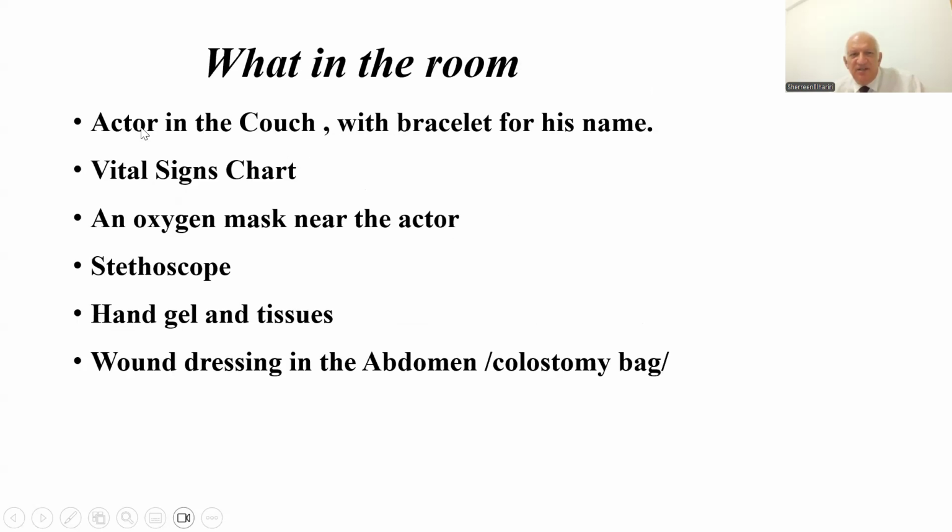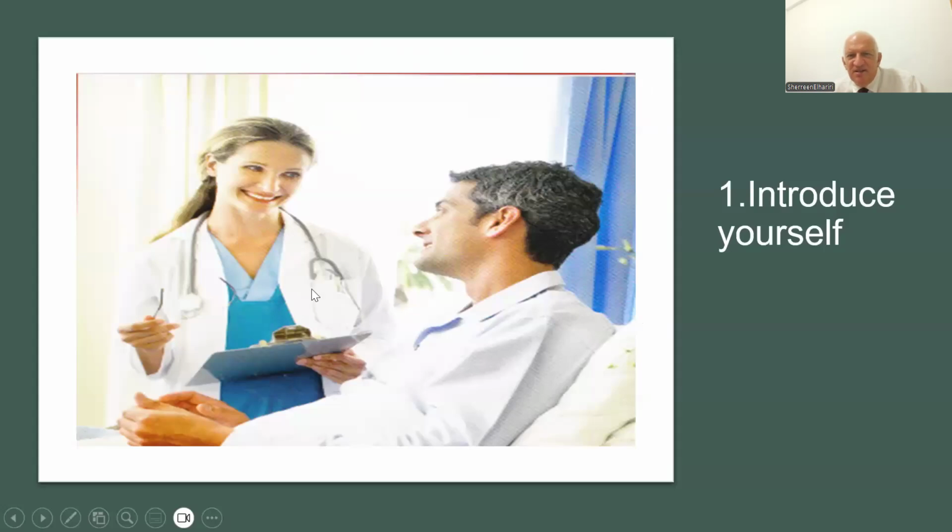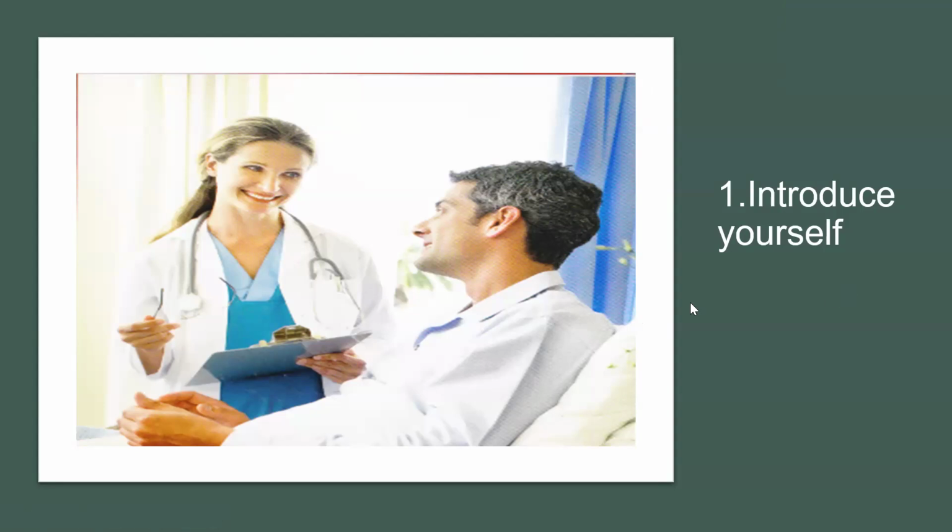You can find an actor in the couch with a Bersalt in his name. A vital sign chart is present, oxygen mask present, stethoscope present, hand gel, tissue, wound dressing on the abdomen or colostomy bag. So this is what happens in the station. You stay on the right side, introduce yourself. This patient usually, when you start, makes like this. He gives the impression that he has shortness of breath. I can't take my breath.